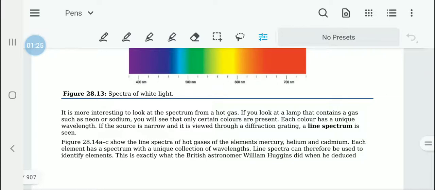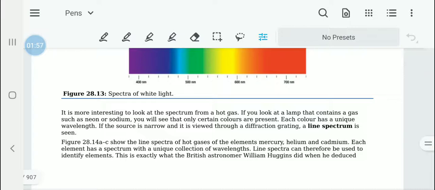Now, gases such as neon or sodium make up the light beams in marketing boards, the neon lights. They have different colors. So with neon or sodium, we will see only a certain color present. This particular color has a unique wavelength.